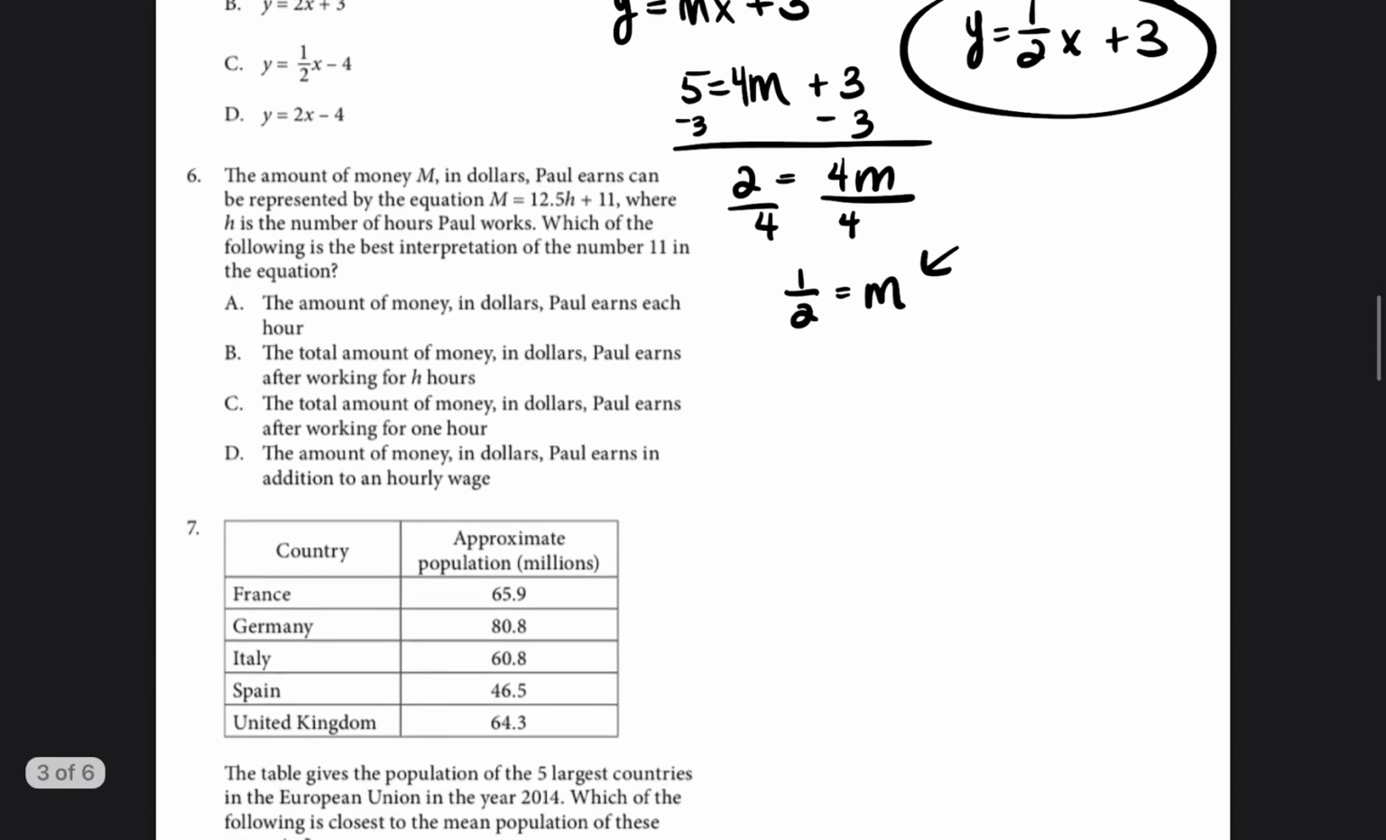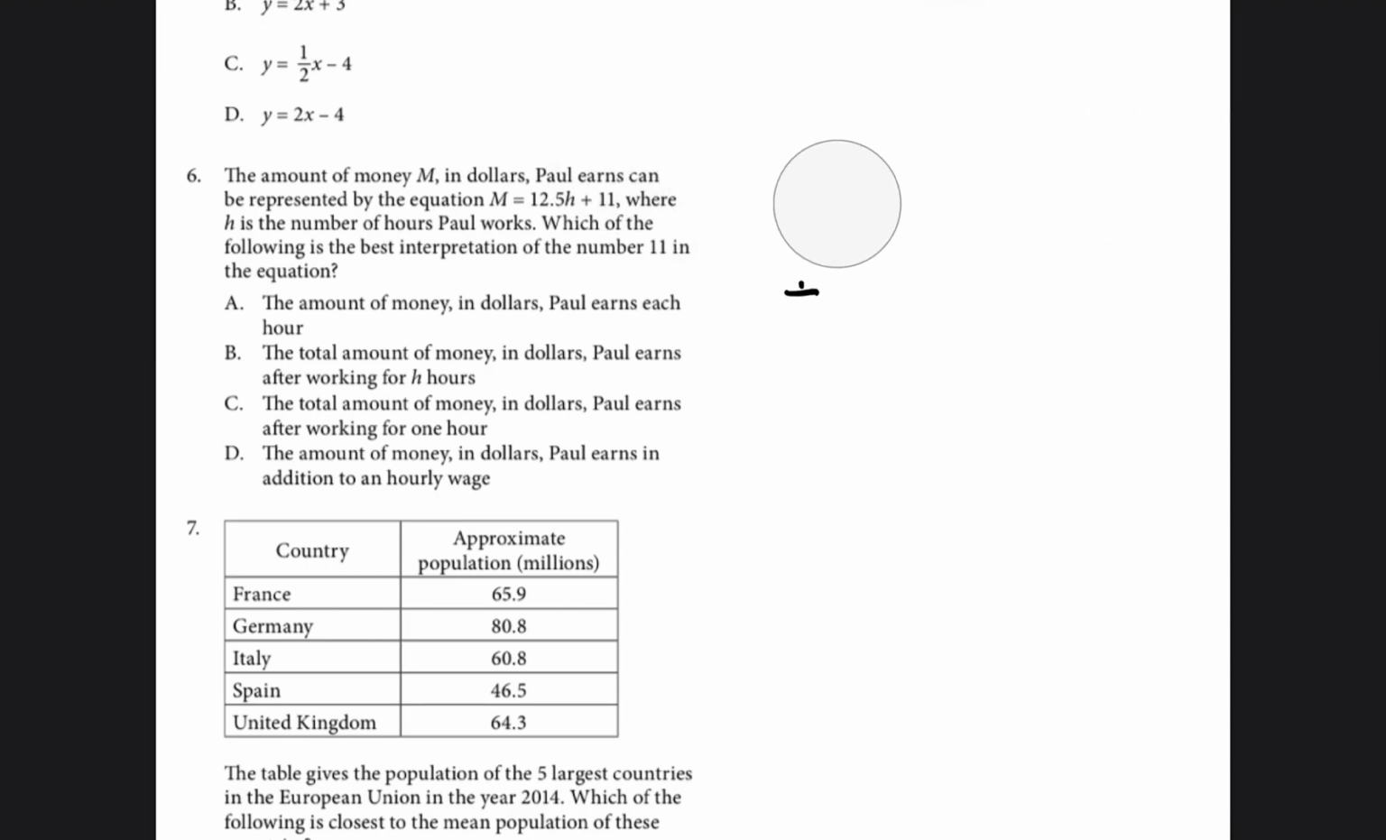Okay, I'm going to erase this so it doesn't distract me. So it says, the amount of money m in dollars Paul earns can be represented by this equation, where h is the number of hours. Which of the following is the best interpretation of the number 11 in the equation? So it's m equals 12.5h plus 11.